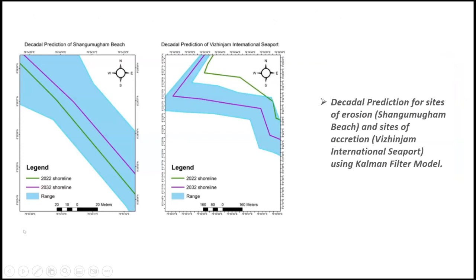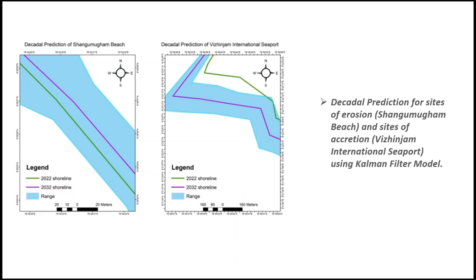We also did a decadal prediction using the Kalman filter model, using the same DSAS tool that we were talking about. At Shangumugham Beach, the shoreline will go further inside, and at Vizhinjam International Seaport, the shoreline will come outside. The Kalman filter model works on the data given to it, and since we had given the shorelines we extracted from the different Landsat images, we finally get this decadal prediction.